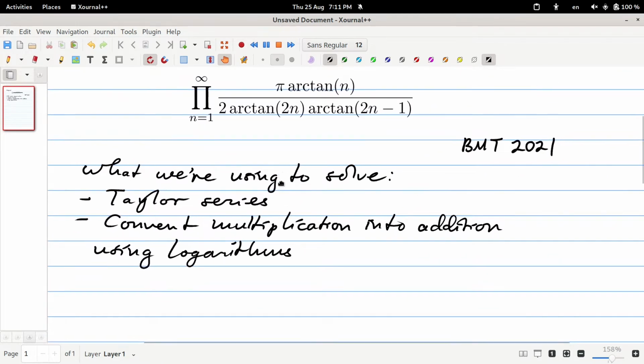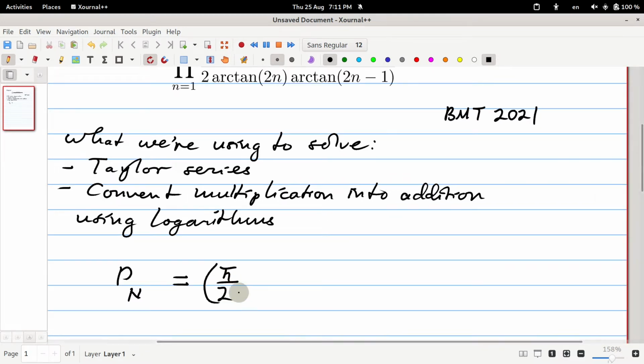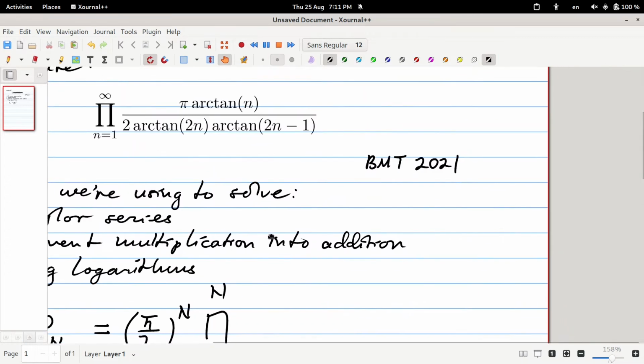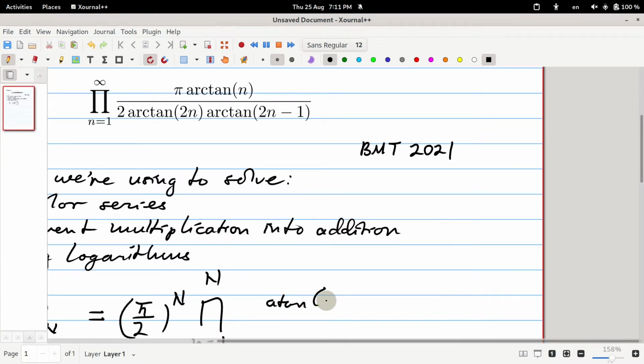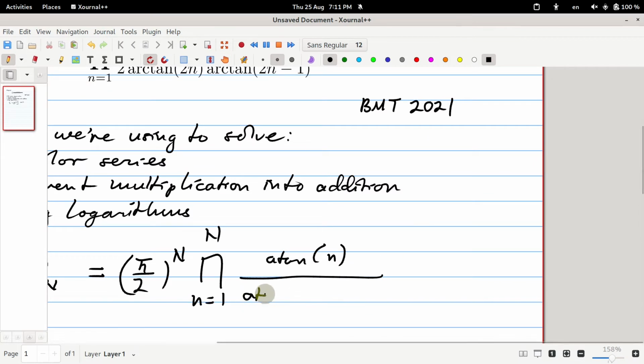So the first thing that we should do is to find the partial product. We denote this by p sub n. So that would be pi over 2 to the power of capital N, and the rest is just capital Pi, n equals 1 up until N, of a tan n over a tan 2n, a tan 2n minus 1. I'm just going to use a tan because it's shorter.